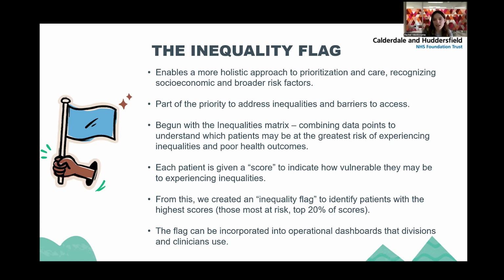The way that the matrix and flag then works is that each patient is given a score to indicate how vulnerable they might be to experiencing inequalities. And from there, we create the flag to identify patients who have got the highest scores. At the moment, we've set that threshold to the top 20%. So the top patients who have a score that falls within the highest 20% of scores across the trust are given a flag to indicate that they may be particularly vulnerable or high risk, but that threshold is movable. We might decide that we want to focus on the top 5%, 10%, or vary it depending on the area or specialty that we're looking at. But that's where we have that set to for now.